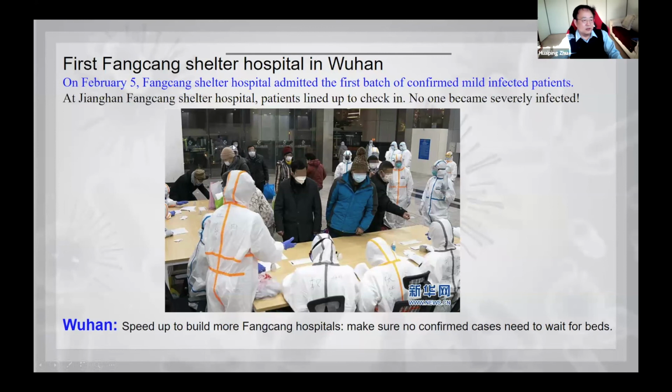It is worth mentioning that the thousands of people admitted into this shelter hospital all recovered. None of them became severely infected. Also starting on February 5th, the government in Wuhan and Hubei decided to speed up the building of more and more Fangcang hospitals. They had the goal of making sure that no confirmed cases should wait for beds. This was the effort they were making.